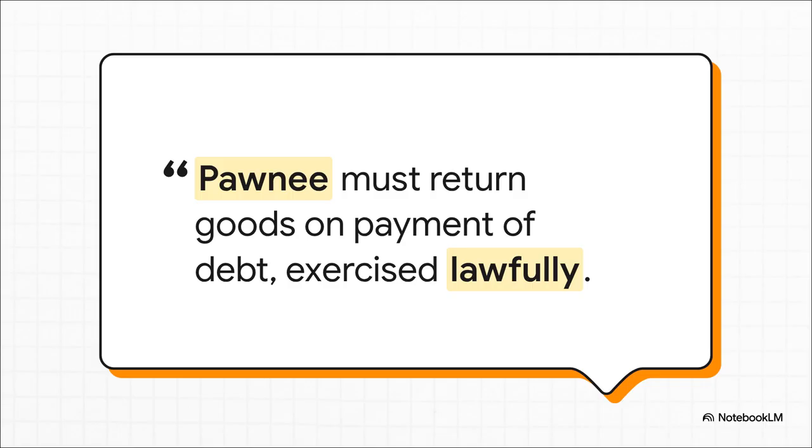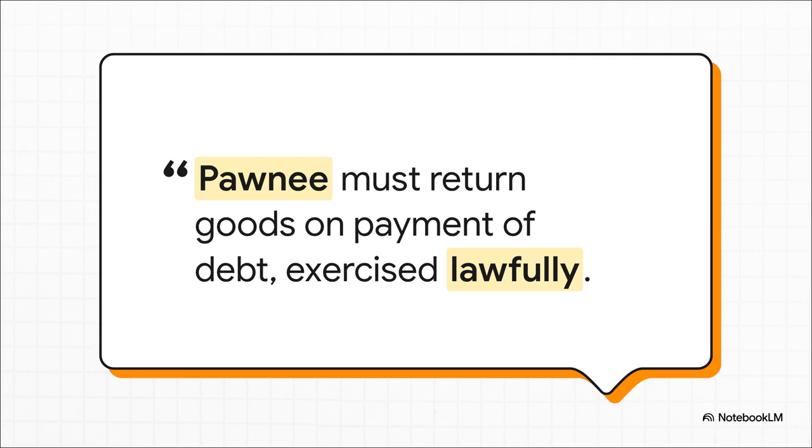But you cannot just drop the name. You must explain the facts and the ratio decidendi. Briefly, the facts. The defendant pledged airplanes to the plaintiff for a loan. The defendant defaulted and the plaintiff sued for the debt. However, during the proceedings, it was discovered that the plaintiff had already sold the goods and could not produce them.